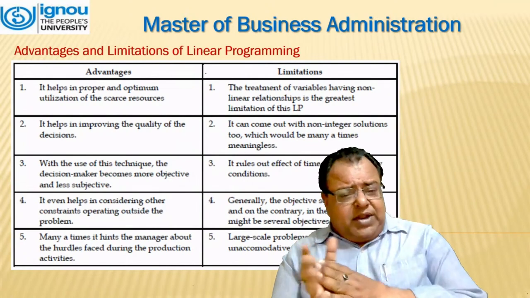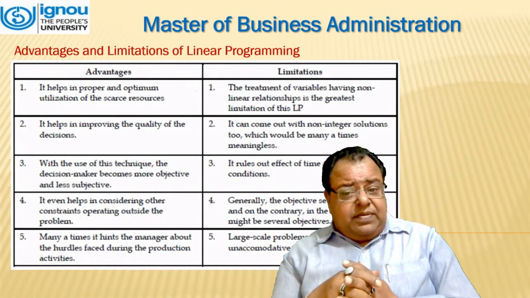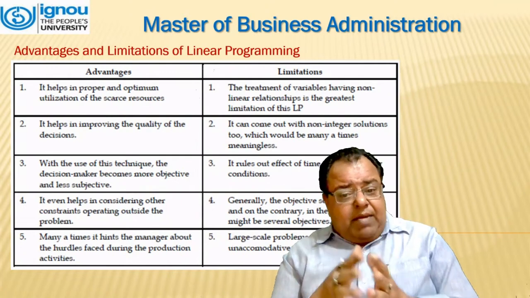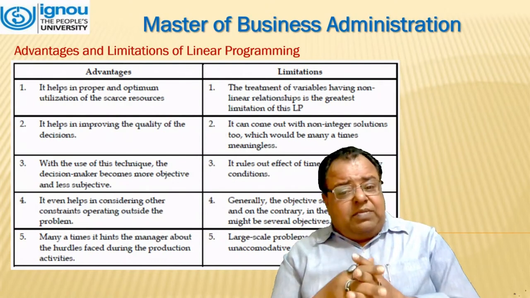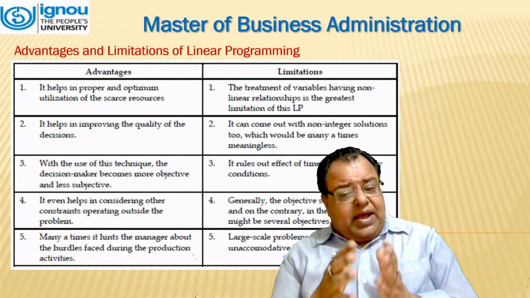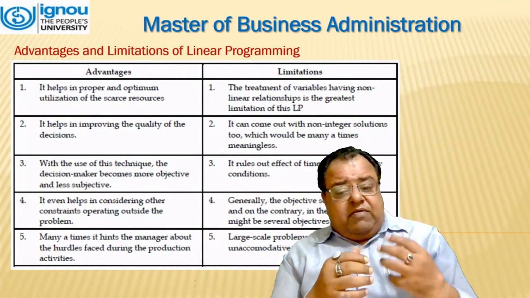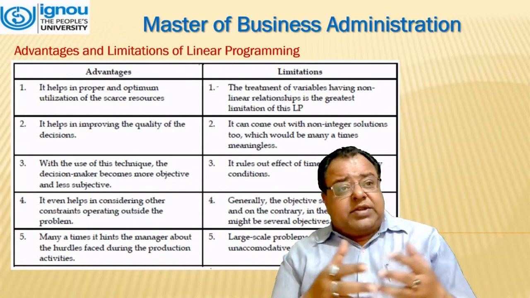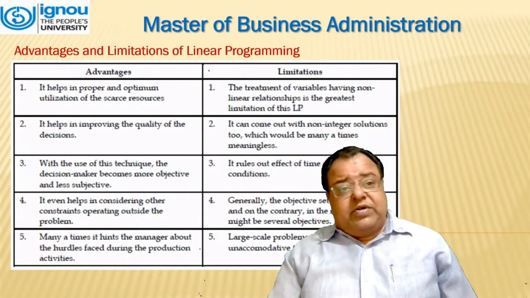And if we talk about the limitations, the treatment of variables having non-linear relationship is the greatest limitation of LP. It can come out with non-integer solutions too, which would many a time be meaningless. It rules out the effect of time and uncertainty conditions. Generally, the objective set will be a single one, and on the contrary, in real life, there might be several objectives. Large-scale problems tend to be unaccommodative to solve by LP.